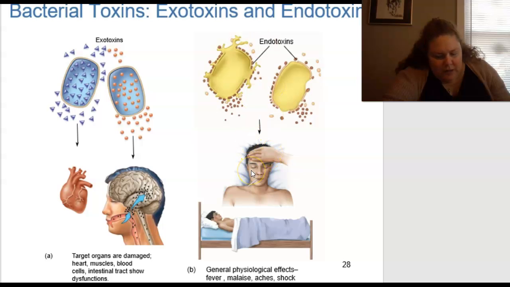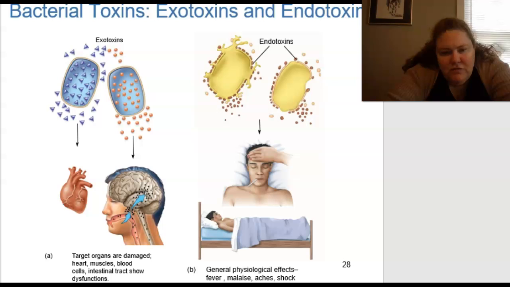What about B here? This is the endotoxin, and this is given off when the cell wall of a gram-negative bacteria disintegrates, and it has therefore a more generalized physiologic effect. So the general ones, instead of a targeted effect, are going to be fever, lethargy, feeling very just bleh, and then aches and shock.